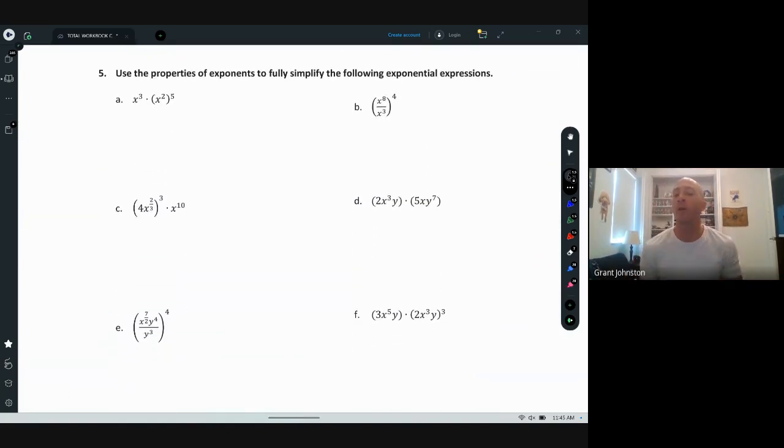So now let's put this all together. There's actually going to be a couple steps with some of these. It says use the properties of exponents to fully simplify the following exponential expressions.